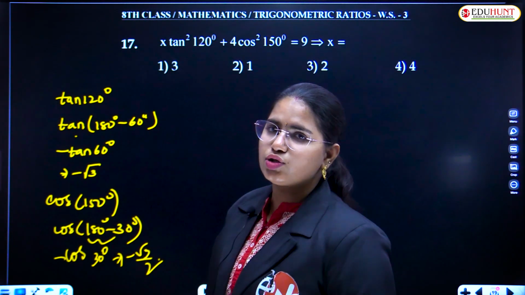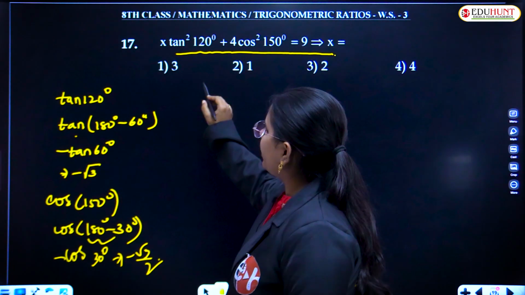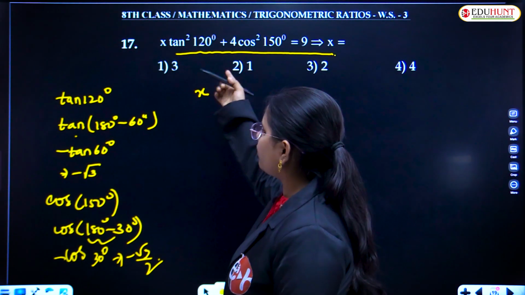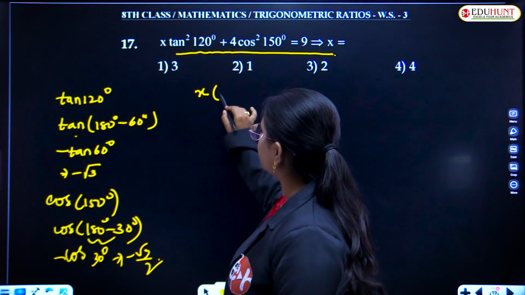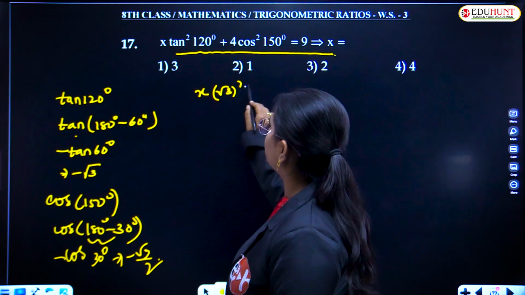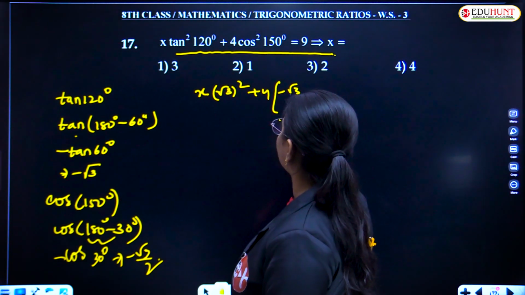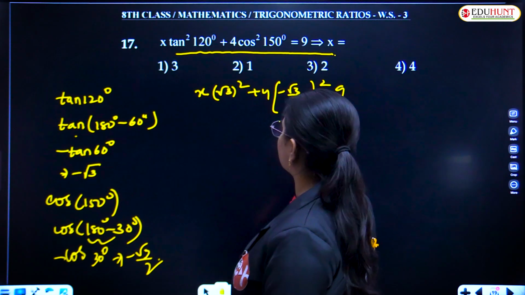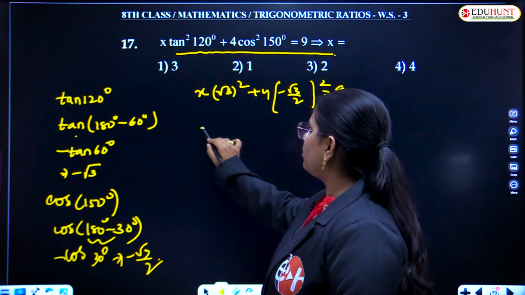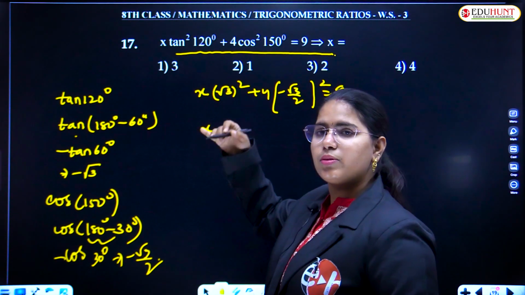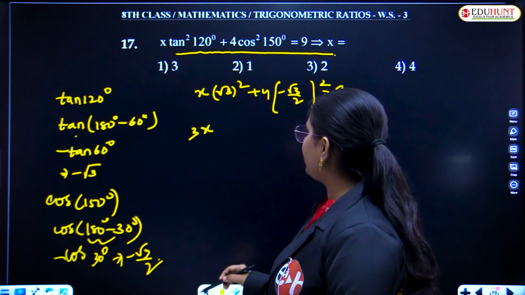So I have both values together. Let's substitute in this equation. So x into tan square of 120, which is minus root 3 whole square, let me keep it, no problem, plus 4 into cos 150 value, minus root 3 by 2 whole square, is equal to 9, right? I just substituted my values in the question. So x, minus root 3 into minus root 3, which is plus, so which is 3x, root and square will get cancelled.